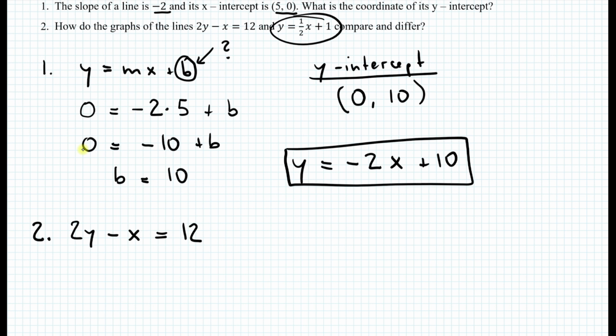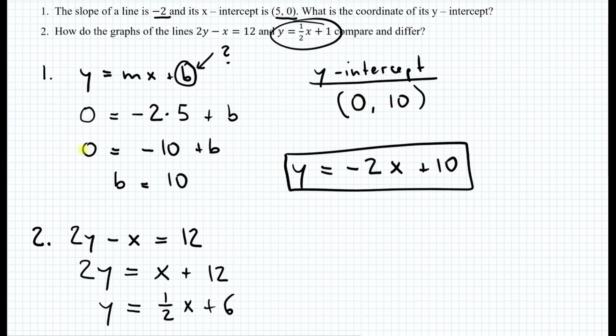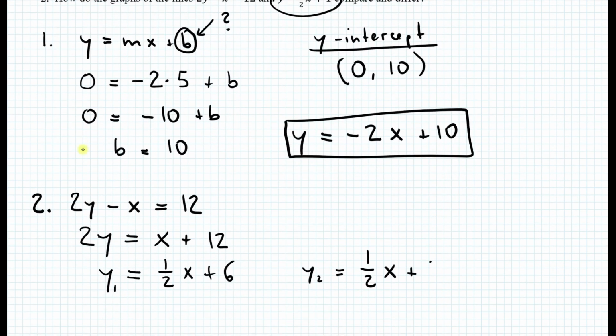So maybe we can see, okay, how do the slopes compare? How do the y-intercepts compare? Okay, so in order to convert that to a slope-intercept form, we want to first add x on both sides of the equation. So here we have x plus 12. So now we can divide by 2, and we have y is equal to 1/2 x plus 6. Okay, so the second equation, so let me call that y1. So y2 is equal to 1/2 x, but now we have plus 1, okay?